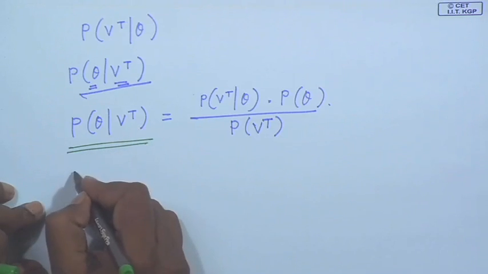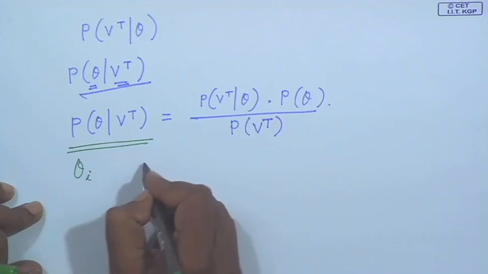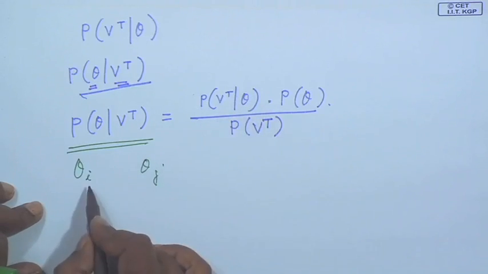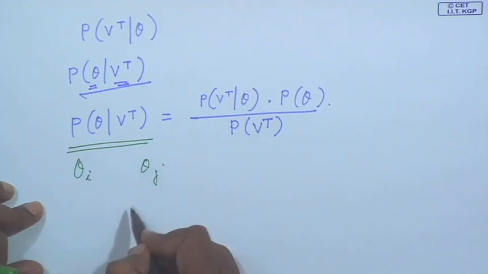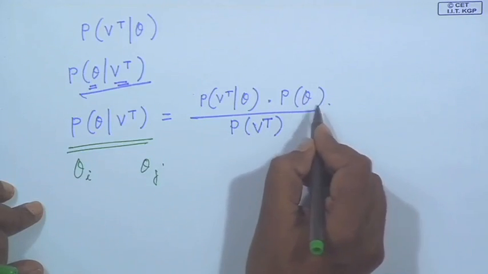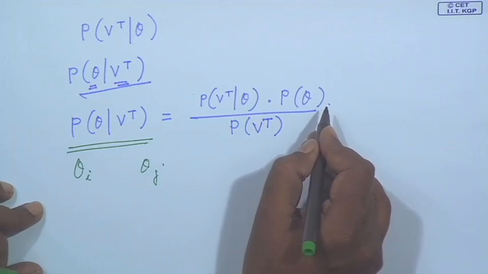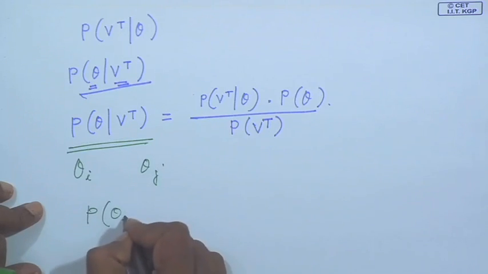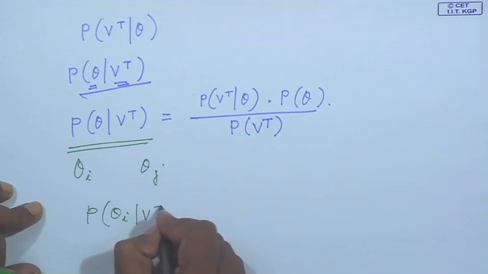So, if I have two models, one model is theta i and the other model is theta j, I can compute this term for theta i, and this term for theta j. I can compute P of theta i and P of theta j, which are the a priori probabilities, and then I have the a posteriori probability P of theta i given V t.